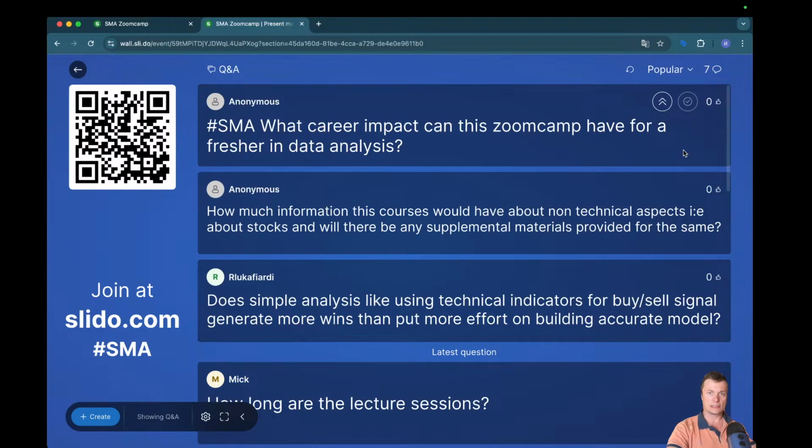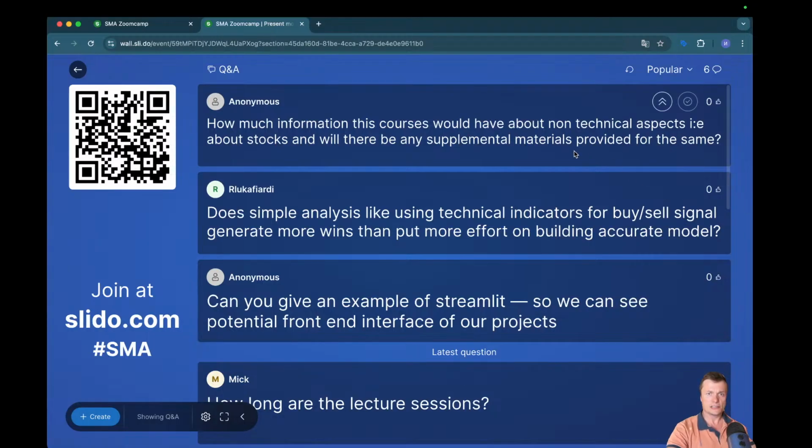What career impact can this Zoomcamp have for a fresher in data analysis? I'd say it's a good project for your portfolio, but it's not the easiest one. So you can finish some other courses faster with less complicated projects.